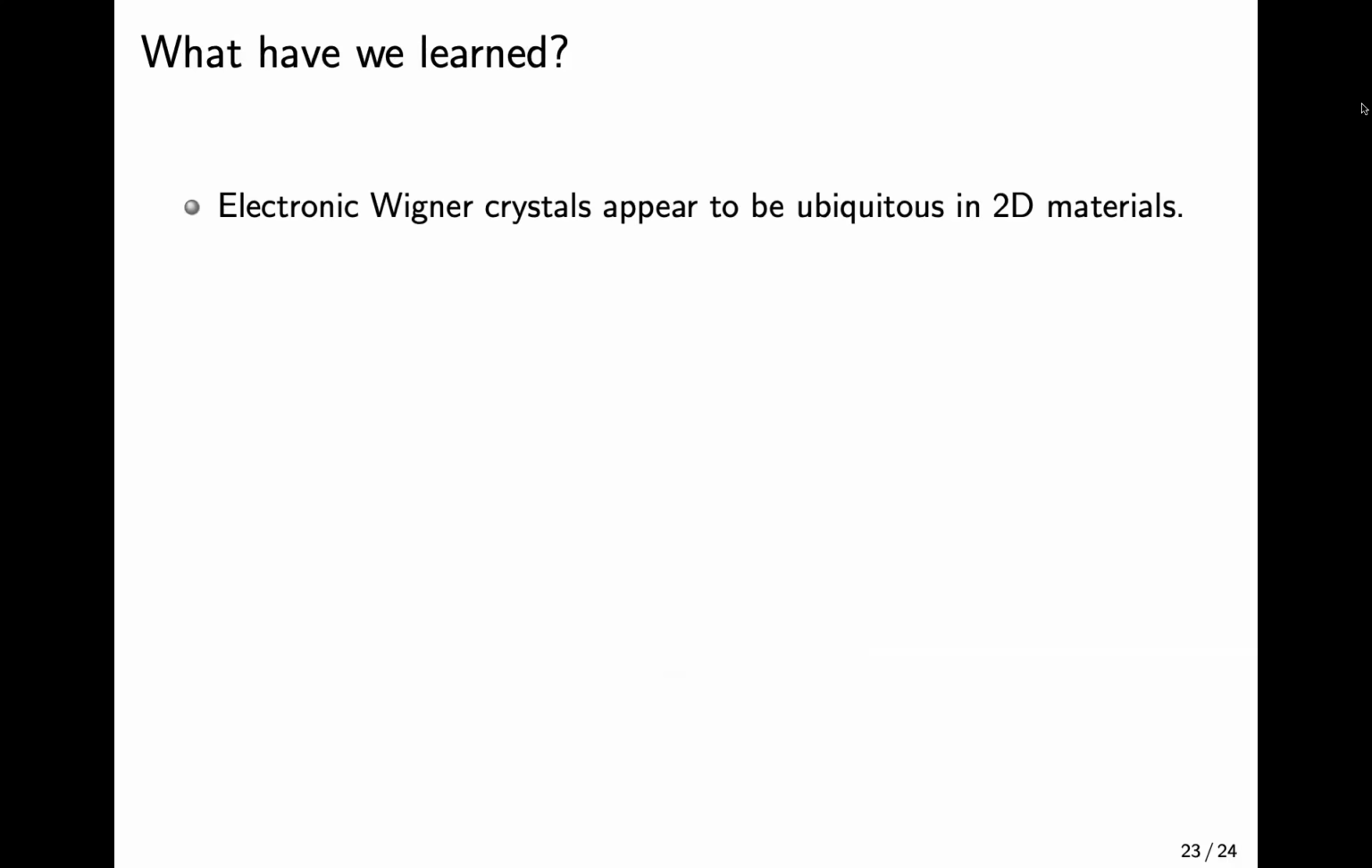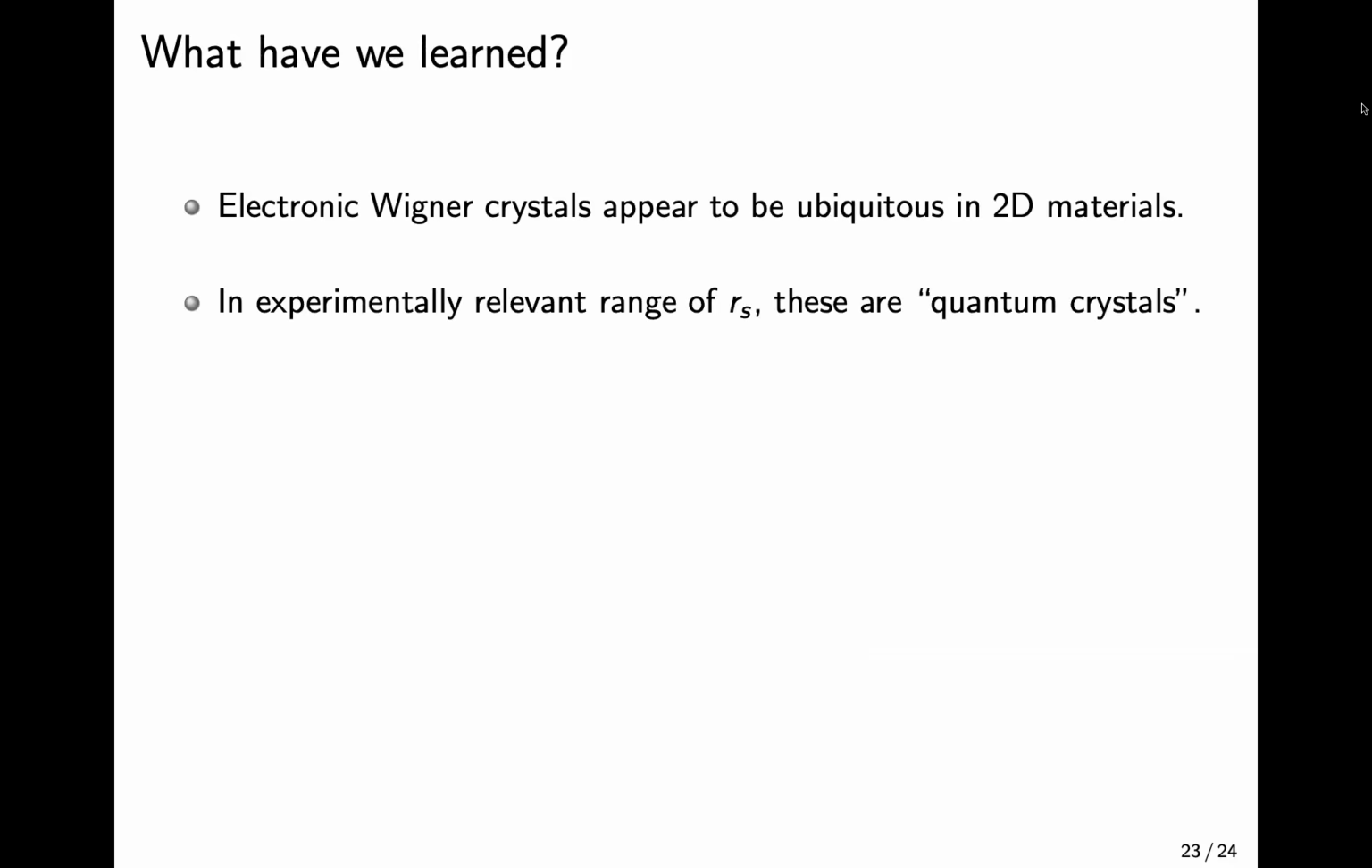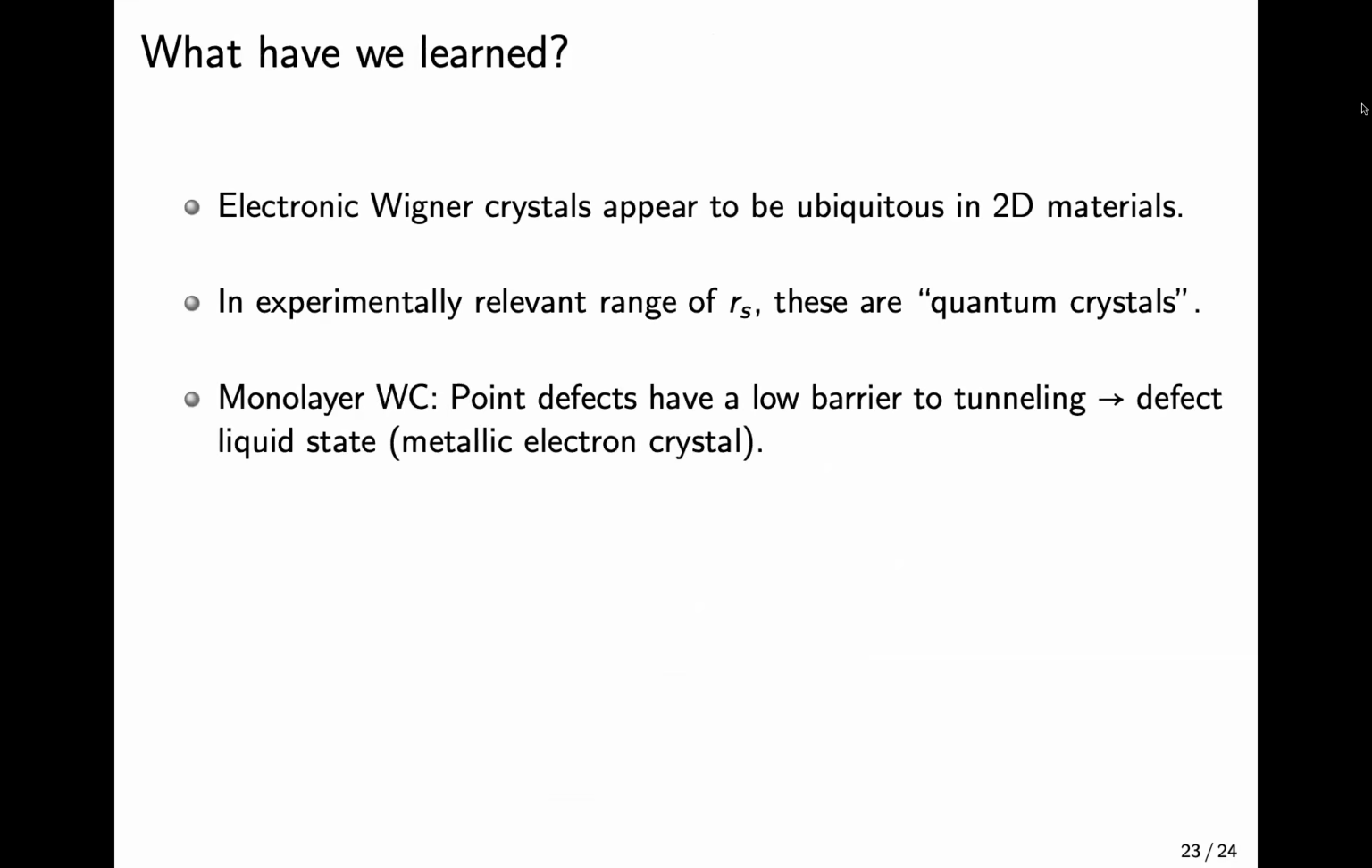I told you that these electronic Wigner crystals appear to be ubiquitous across 2D materials. I've argued that in the experimentally relevant range of RS, these should really be understood as quantum crystals in the sense that we discussed. In the case of a single layer, monolayer crystal, point defects apparently have a very low barrier to tunneling, and this leads to the possibility of this kind of defect liquid.